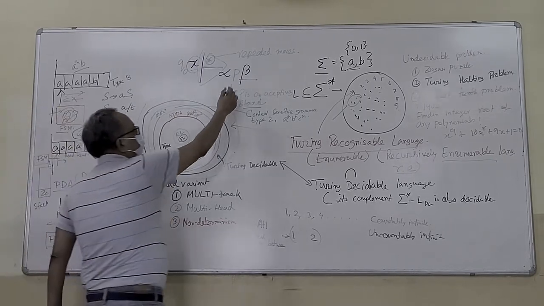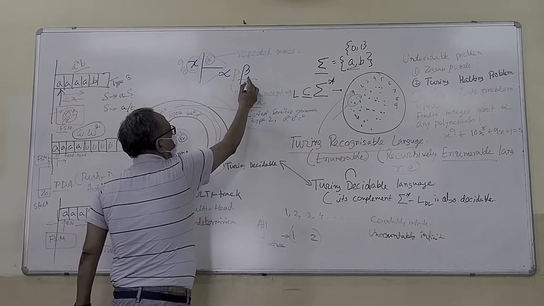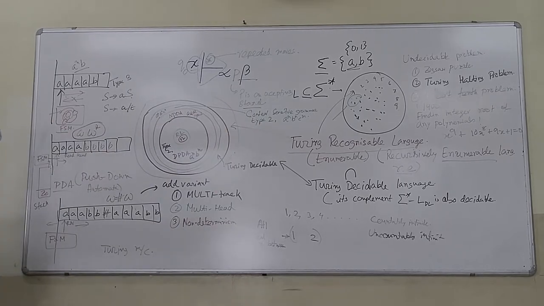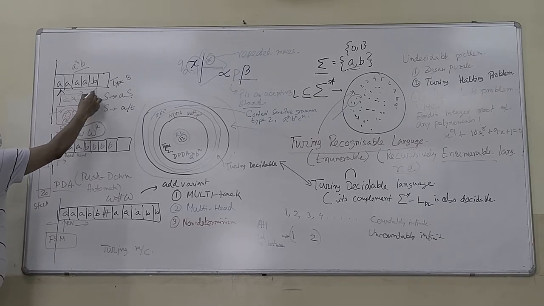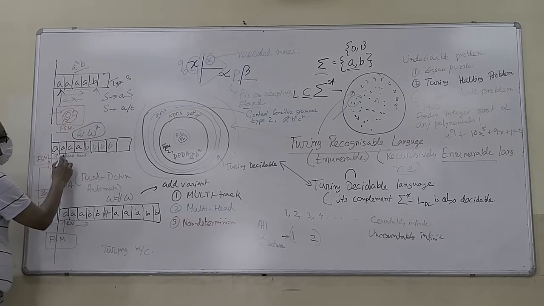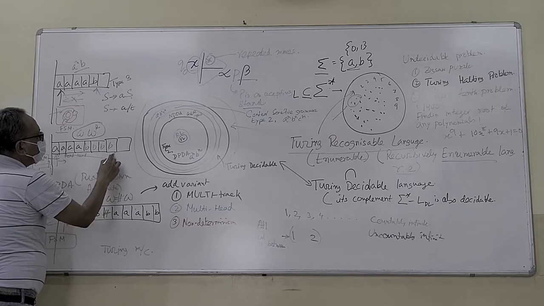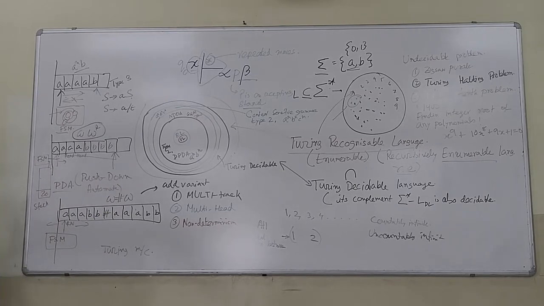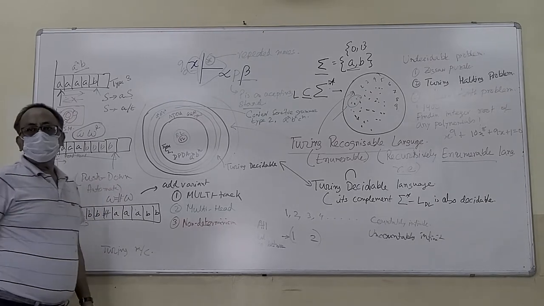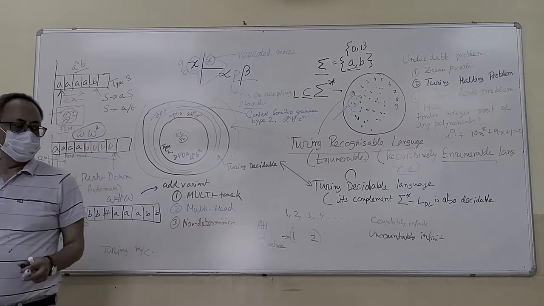Because P is in the accepted state, you can start to cover the full state. That is the difference from an FSM: it has to reach the accepted state, and in a PDA your stack should be empty too. Then you can say your string is accepted.